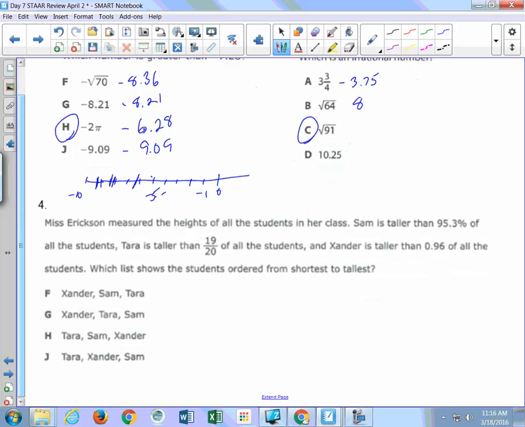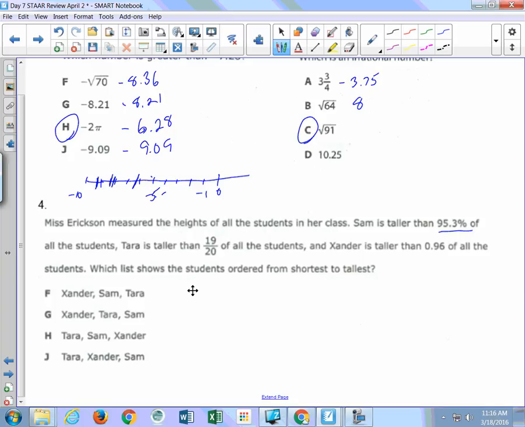Number 4, Miss Erickson measured the heights of all the students in her class. Sam is taller than 95.3% of all the students. Sarah is taller than 19/20ths of all the students. And Xander is taller than 0.96 of all the students, which just shows the students ordered from shortest to tallest. So we need to change all of these to a percent or to a decimal. I'll do both. So we have 95.3%.